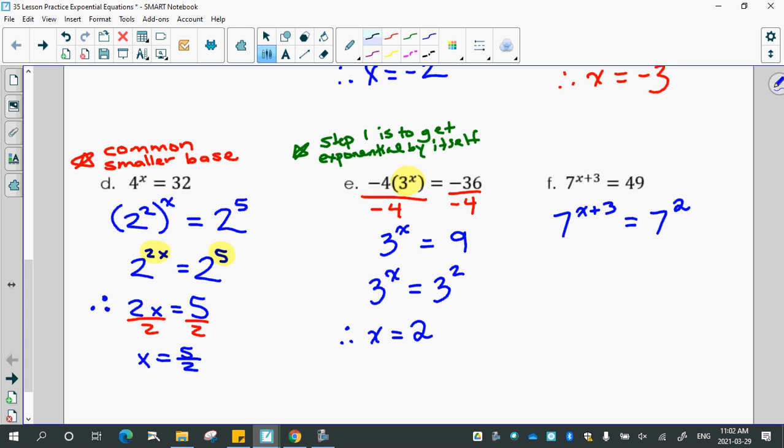Now that I have a common base on both sides, I can set the exponents equal to each other. So my therefore statement would be therefore x plus 3 equals 2. But that's not done because I don't have x by itself. In this case, I would subtract 3 on both sides. So x would end up being negative 1.